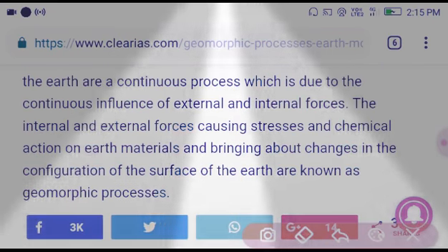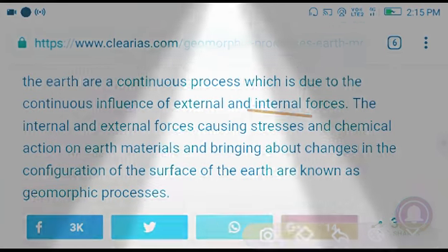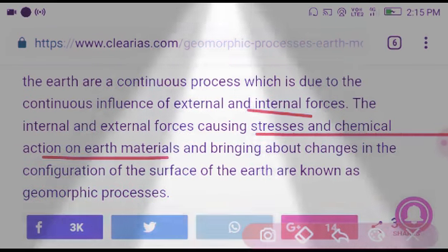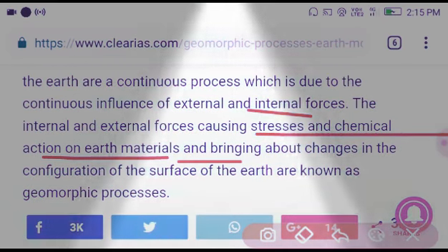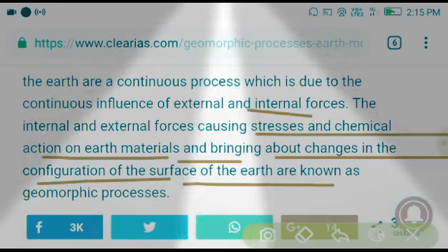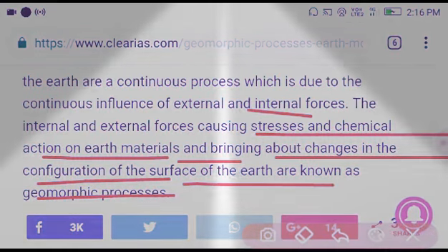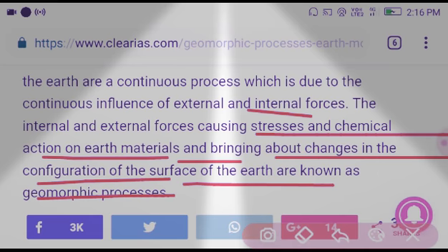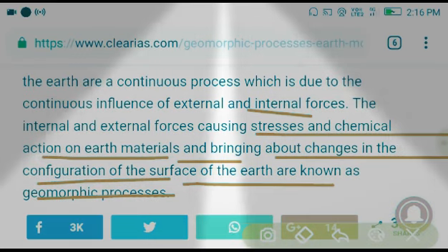The internal and external forces causing stresses and chemical actions on earth materials, and bringing about changes in the configuration of the surface of the earth, are known as the geomorphic process. So please remember.